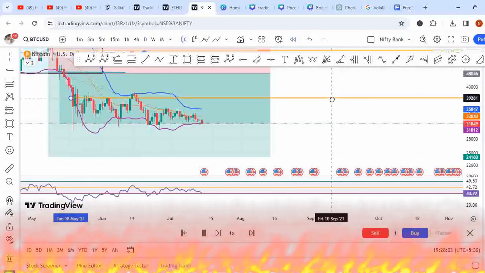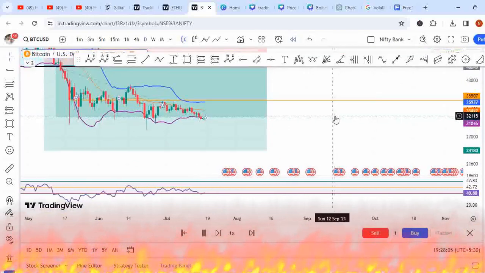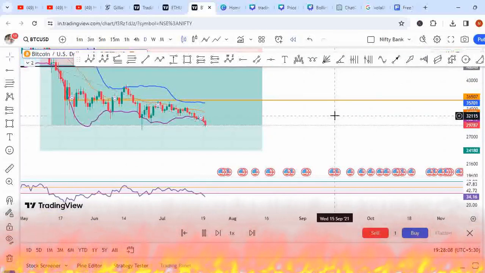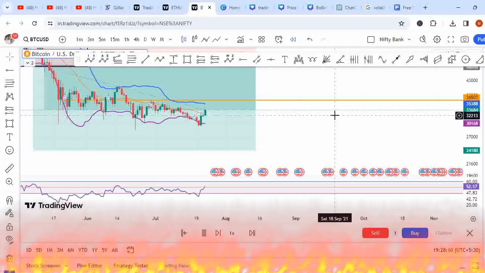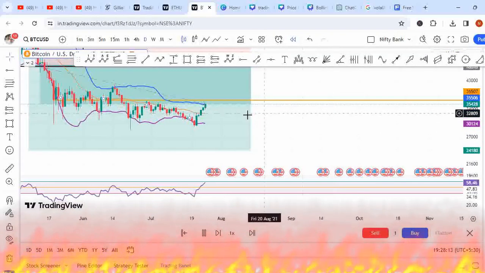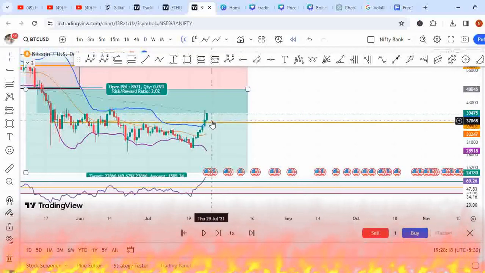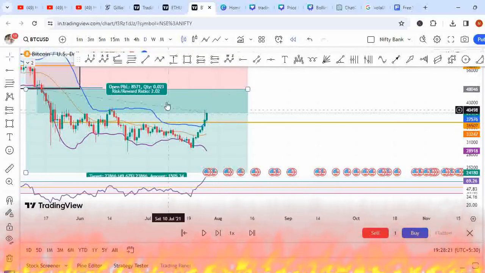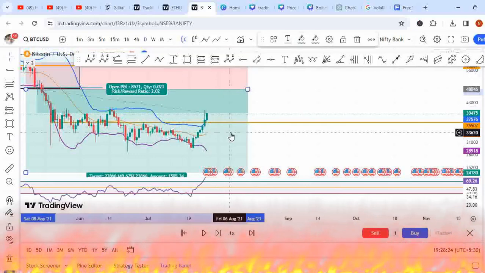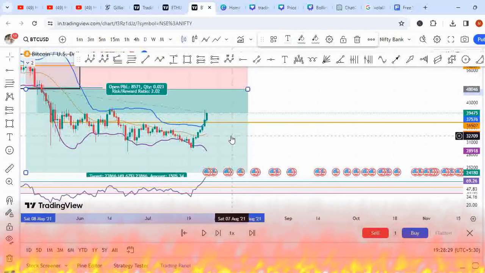Now you can trail your stop loss here. Okay, again, now your stop loss has been hit. So you are out of the trade, but still you are in profit. So that's why trailing stop loss is very important while you are doing trading. In order to achieve your target, trailing stop loss is very important.